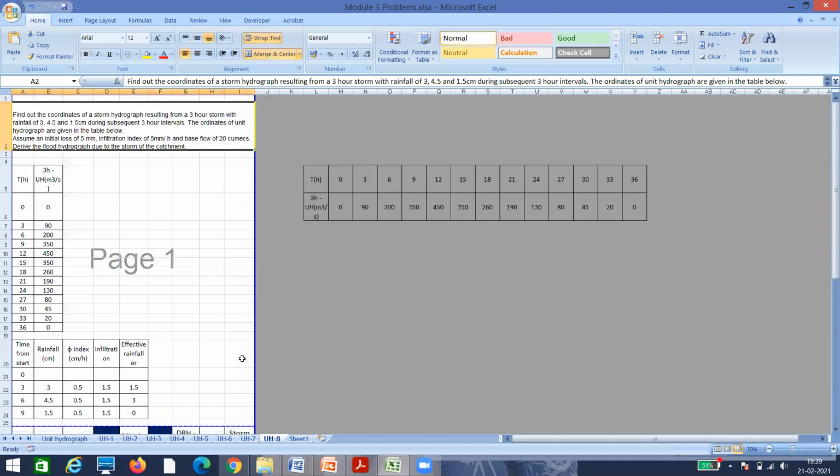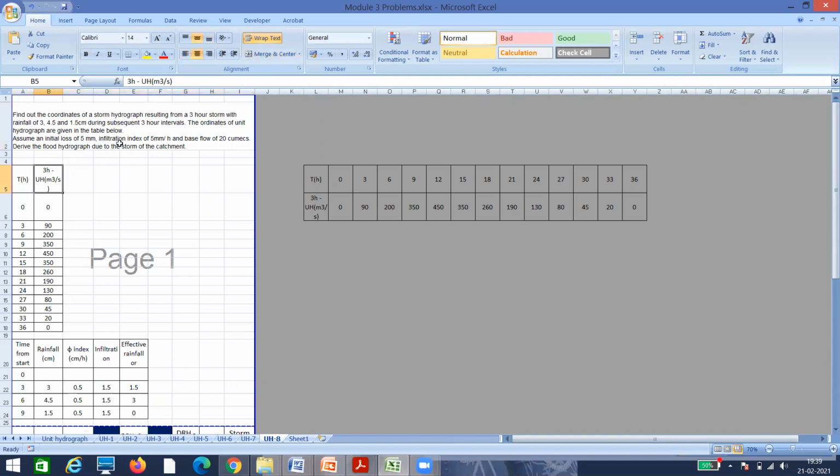Now coming to the last problem, this problem I had given in your internal test. Here again, you're having 3 rainfall events. And again, they are giving an infiltration index and a base flow. They've asked for the flood hydrograph or storm hydrograph, so you have to add your base flow. The rainfall event is happening for 3 hours. The first is 3, 4.5, 1.5, in subsequent 3-hour intervals. So this is a 3-hour unit hydrograph, and this also should be 3.